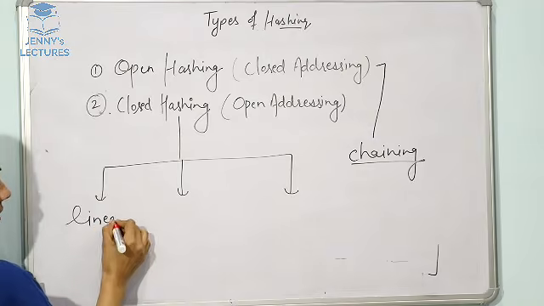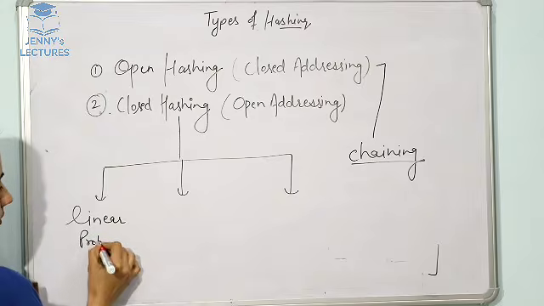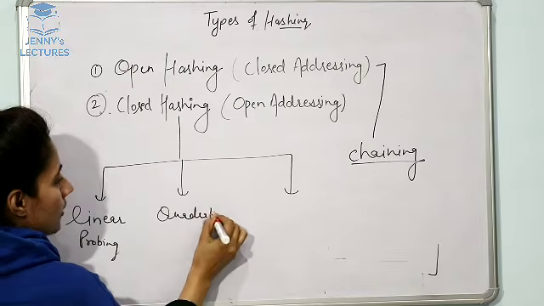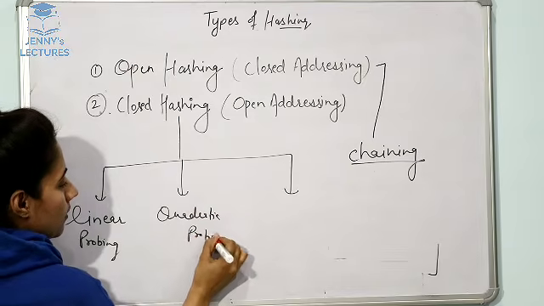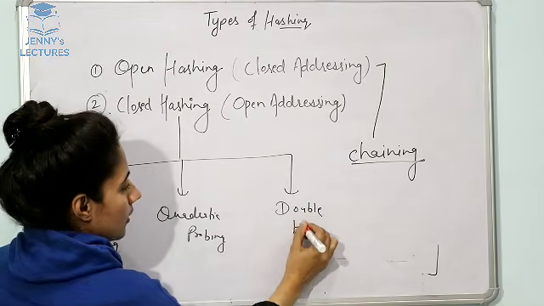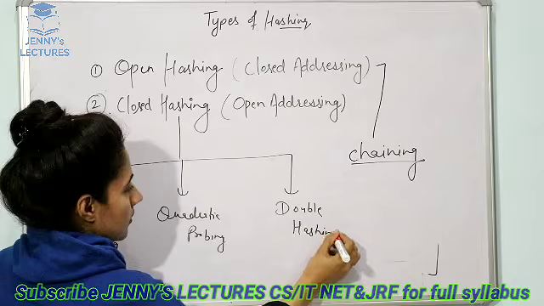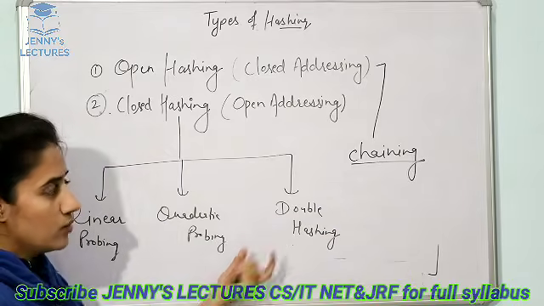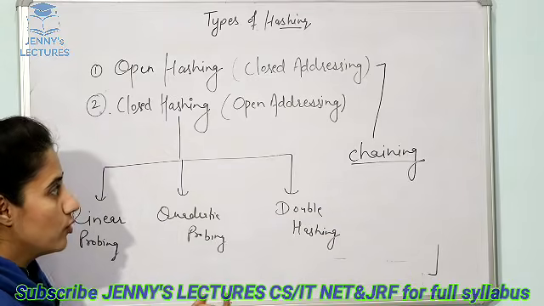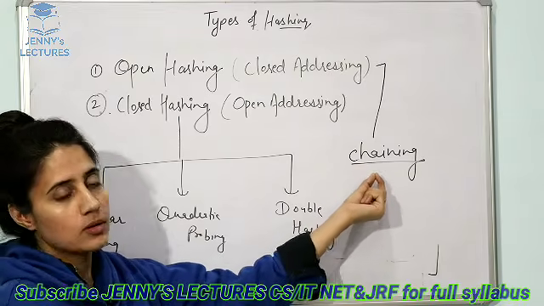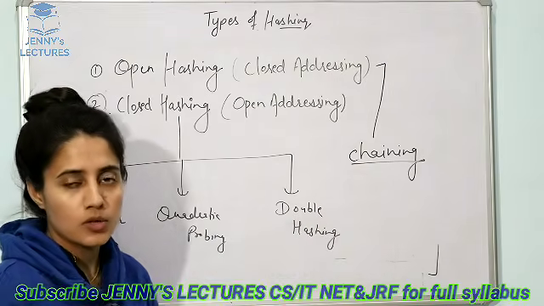So the 3 techniques are linear probing, quadratic probing, and the third one is the double hashing technique. I'll discuss all these techniques with the help of examples. So in this video, I am going to discuss with you this chaining method, how to use this chaining method to resolve the collision.